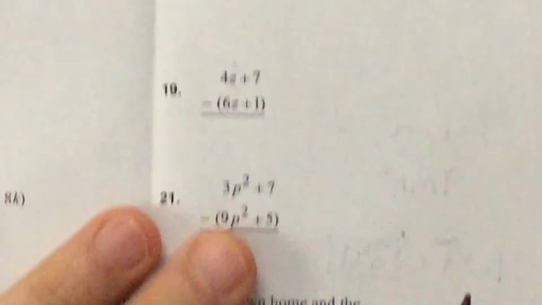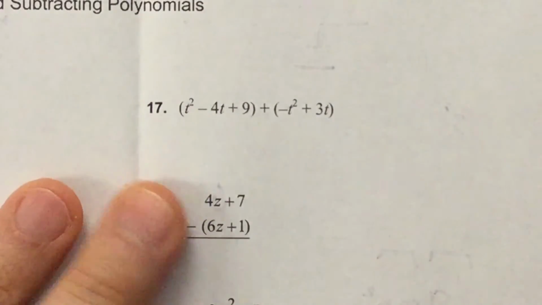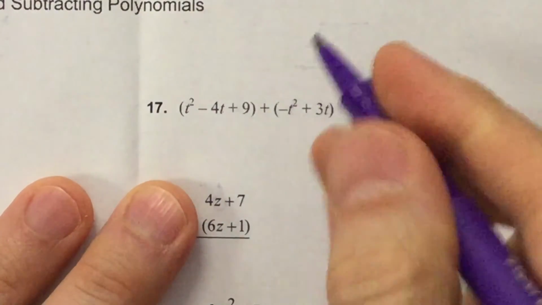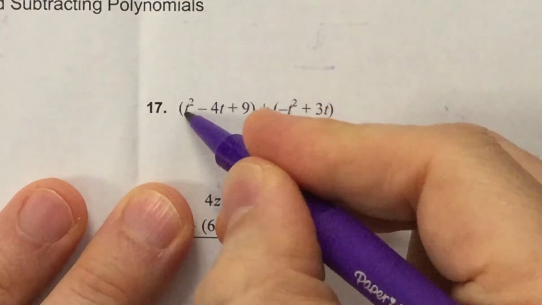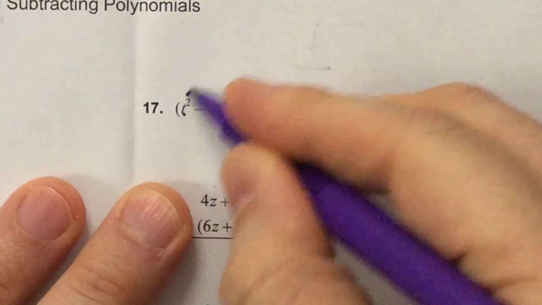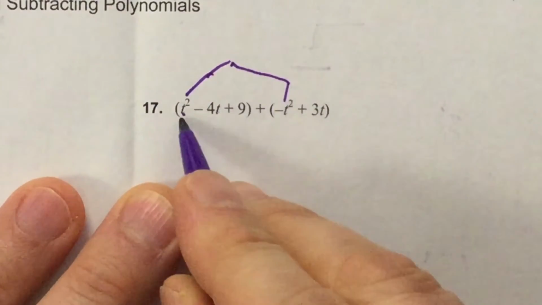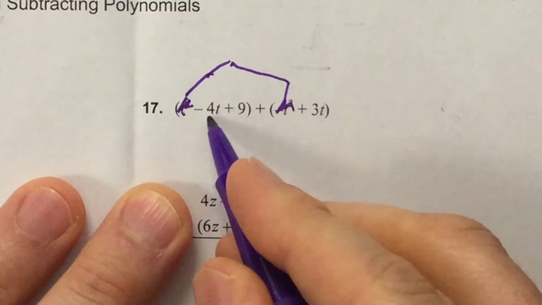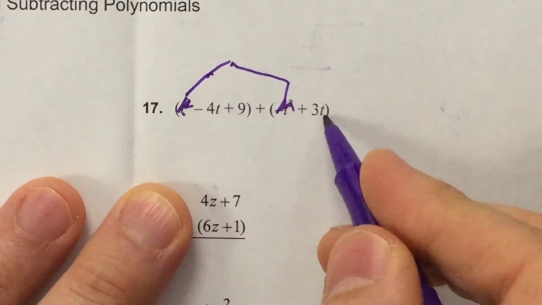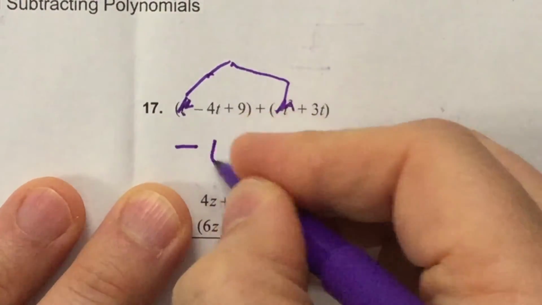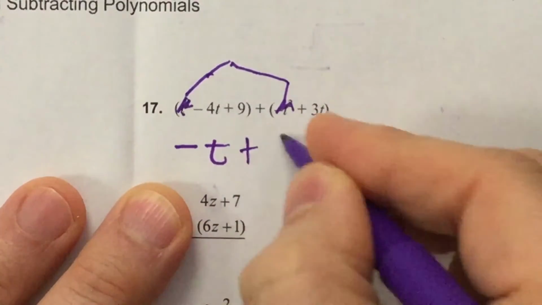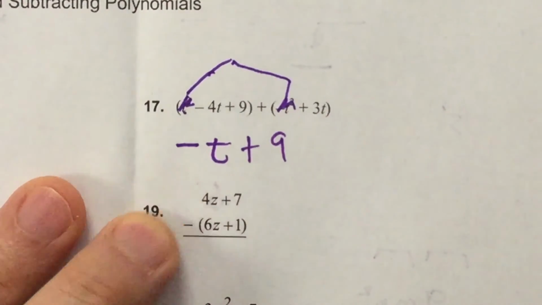Okay, real quick before people start coming in. Adding and subtracting polynomials. This one we're adding, so I'm going to have my like terms, t squared and a minus t squared. What's t squared minus t squared? They cancel each other out, so those are gone. Minus 4t and positive 3t gives me a minus 1t, which we could just write like that. And then we have a 9 with nothing else there. We have minus t plus 9.